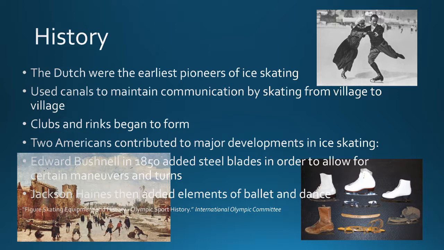what it is today. One of them is Edward Bushnell, who in 1850 added a steel blade in order to allow for certain moves and turns. So instead of just being able to glide on a flat footsole, it became a blade where you could actually skate. And then Jackson Haynes came along and added elements of ballet and dance, which gave it its grace and more of its sport-like nature.